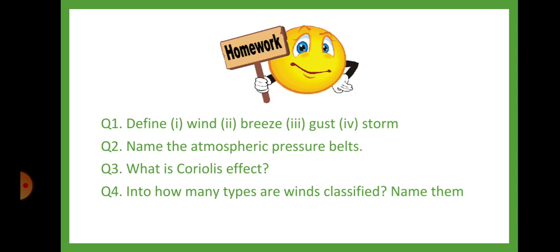Time for homework. Search answers and write the answers in your notebook. First question. Define wind, breeze, gust, storm. Second question. Name the atmospheric pressure belts. Third question. What is Coriolis effect? Fourth question. Into how many types are wind classified? Name them.